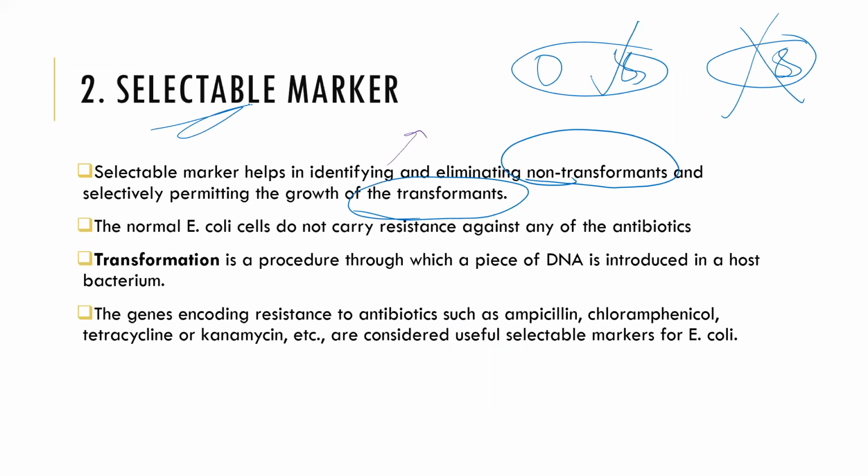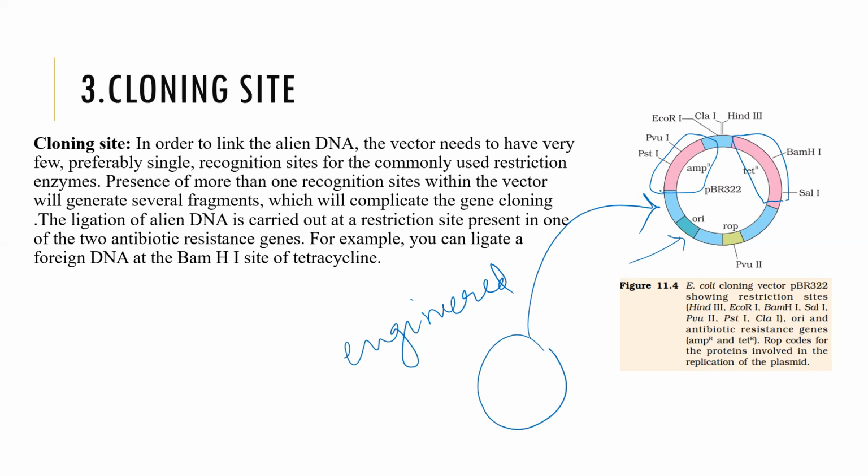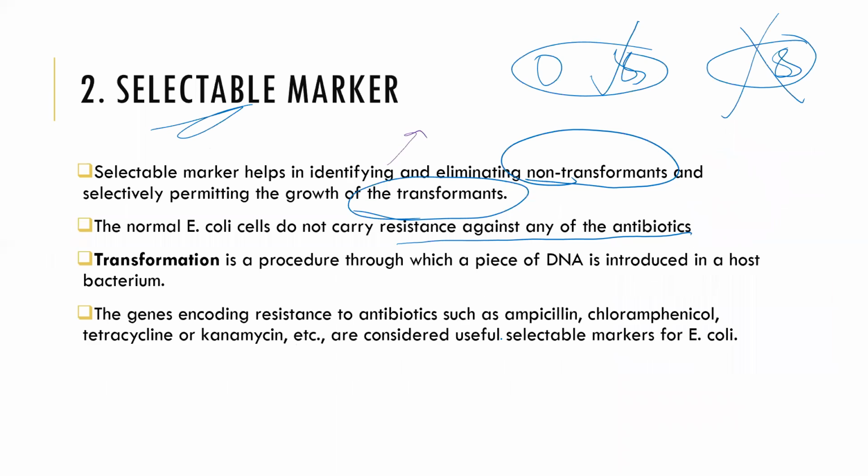Normally, E. coli cells do not carry resistance against any of the antibiotics. So in this pBR322, can you see this ampicillin resistance gene and tetracycline resistance gene is something which is engineered, that we have to make. We have to incorporate these antibiotic resistance genes into a plasmid. A plasmid originally does not have antibiotic resistance genes. Antibiotic resistance genes must be incorporated or engineered into the plasmid. So we are making the plasmid.